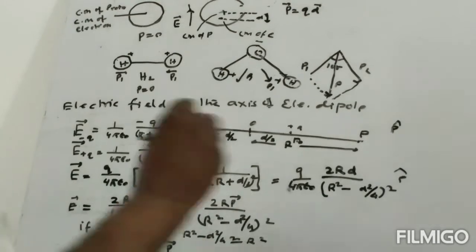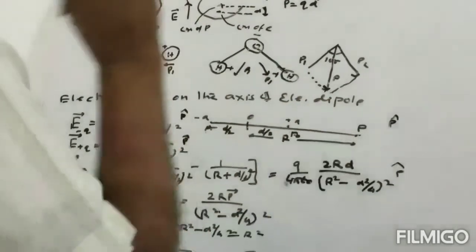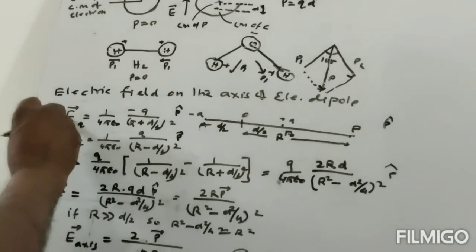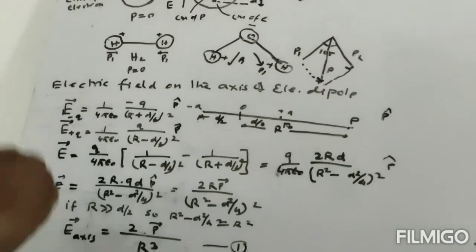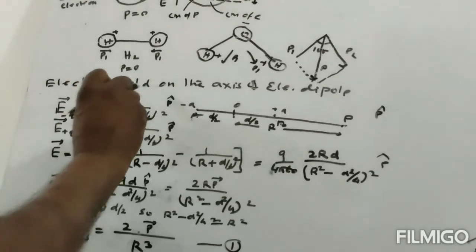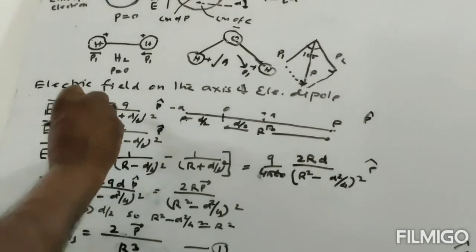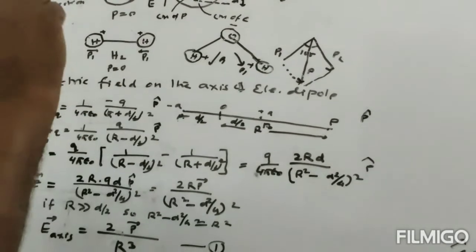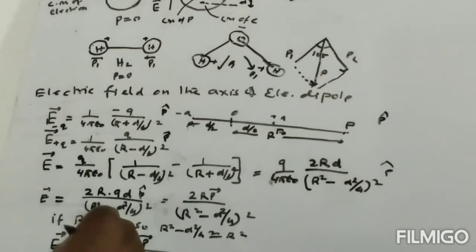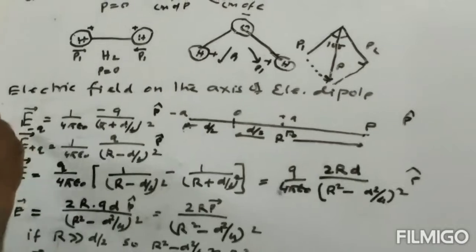So the electrical field at point P due to the negative charge will be vector E minus q. This will be equal to 1 by 4 pi epsilon 0 times minus q divided by (R plus d by 2) whole square. Similarly, the electrical field due to the positive charge at B will be equal to E plus q vector.